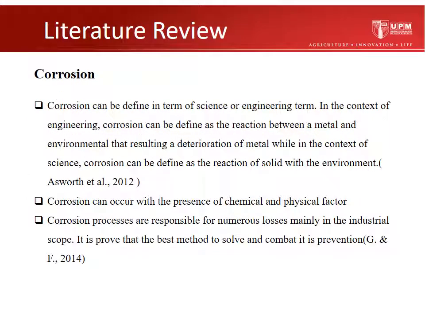For the literature review, corrosion. Corrosion can be defined in terms of science or engineering. In the context of engineering, corrosion can be defined as the reaction between a metal and its environment resulting in a deterioration of metal, while in the context of science, corrosion can be defined as the reaction of a solid with the environment. Corrosion can occur with the presence of chemical and physical factors. Corrosion processes are responsible for numerous losses, mainly in the industrial scope. It is proven that the best method to solve and combat it is prevention.